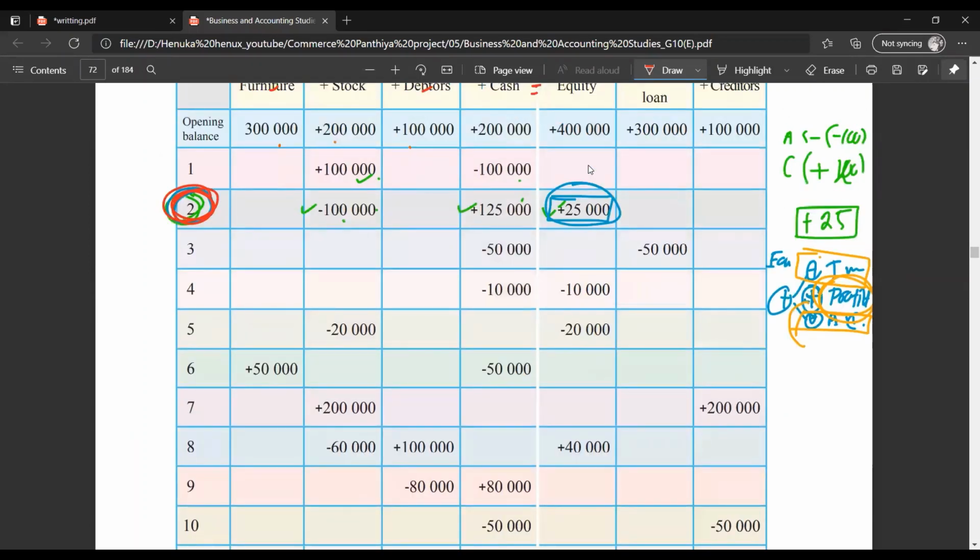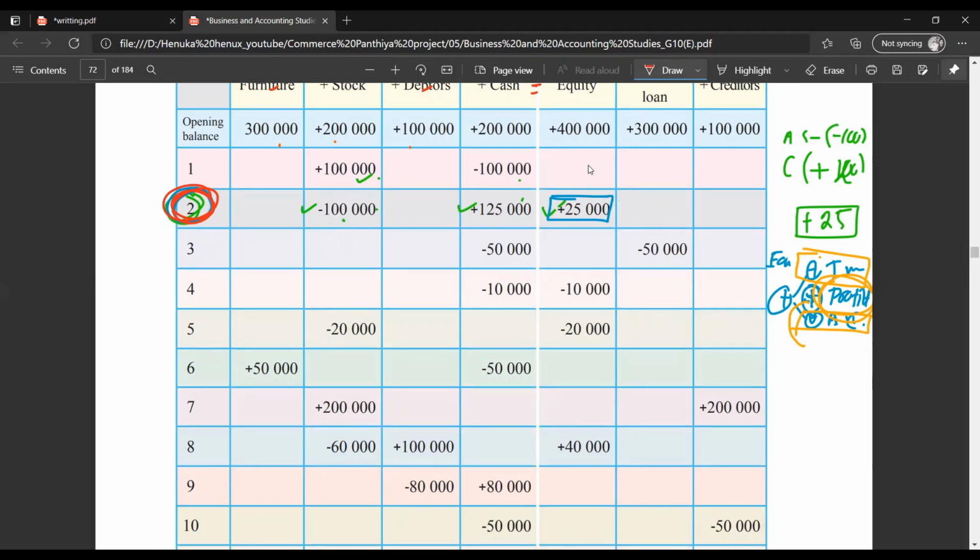So here they have purchased 100,000 worth of goods and they have sold it for 125,000. In a case like this, right? Suppose their stock is purchased for 100,000. But because of some reason, they are not able to sell it for 125,000.